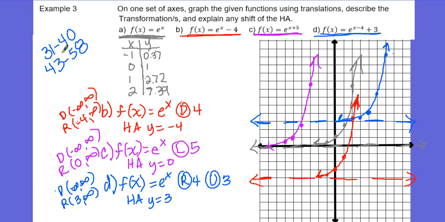And you can do the assignment on the actual assignment. You have to do it on your separate paper. On the graphs of the transformations, I expect everything that we did in notes to be done on the assignment, regardless of what the instructions say. Graph the base function, graph the translation, describe the translation, and shift of the asymptote, domain, or range.